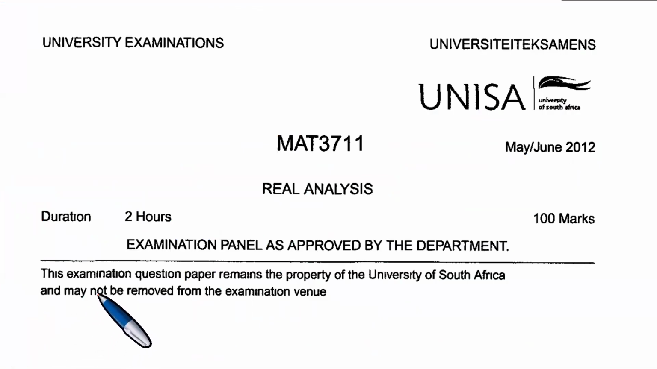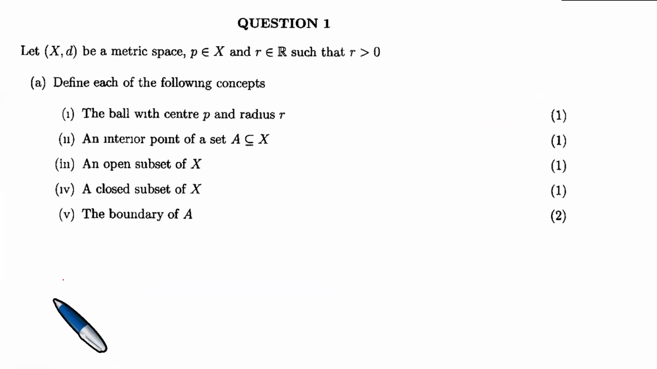Right, we've decided today to take a look at the paper that was written in June 2012. Okay, just a simple paper. I just picked this up amongst lots of papers. This module is about real analysis, MAT3711, duration is 2 hours. Examination pattern is appointed by department. This is a past paper. This examination question paper remains the property of the university and may not be removed from the examination venue. Obviously this copy is an old copy. Now, let us look at question 1.